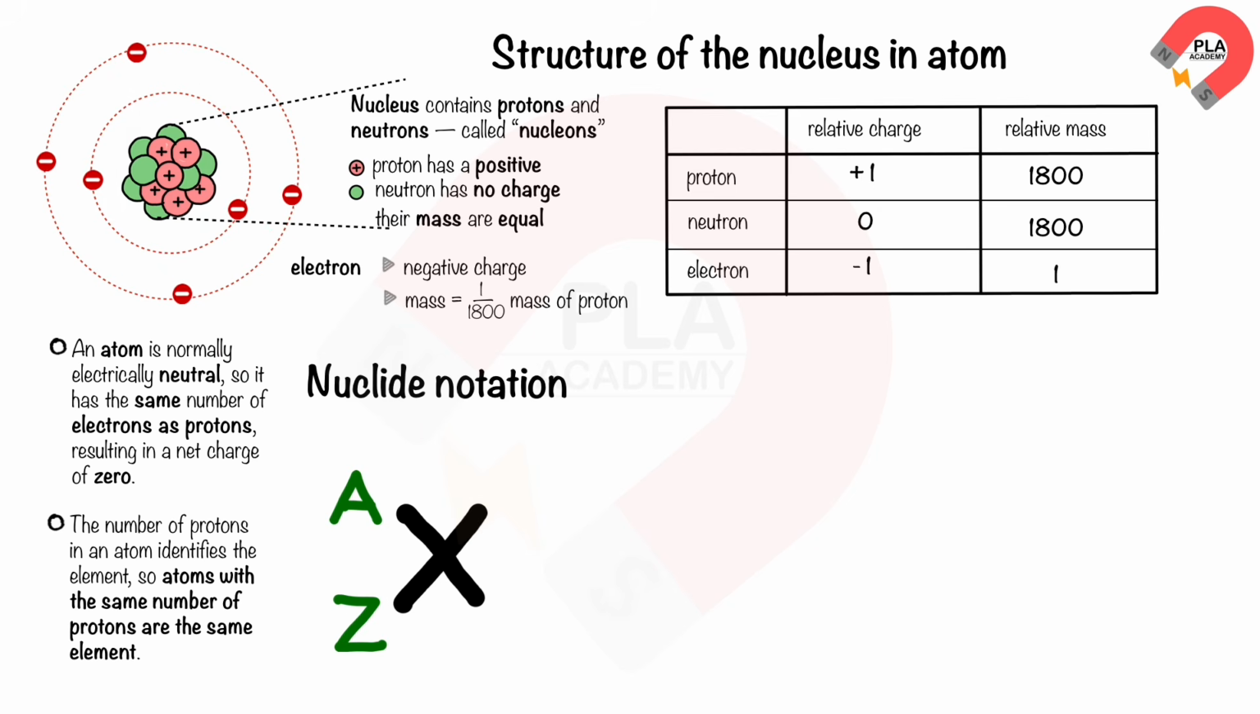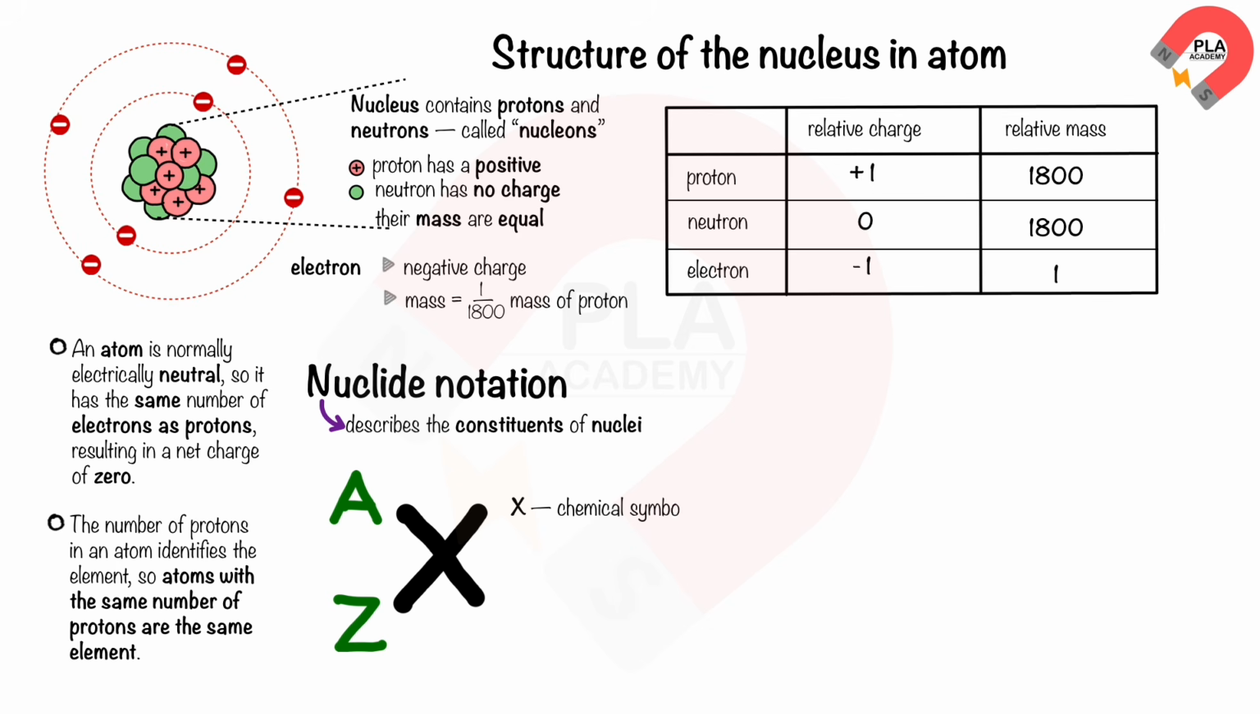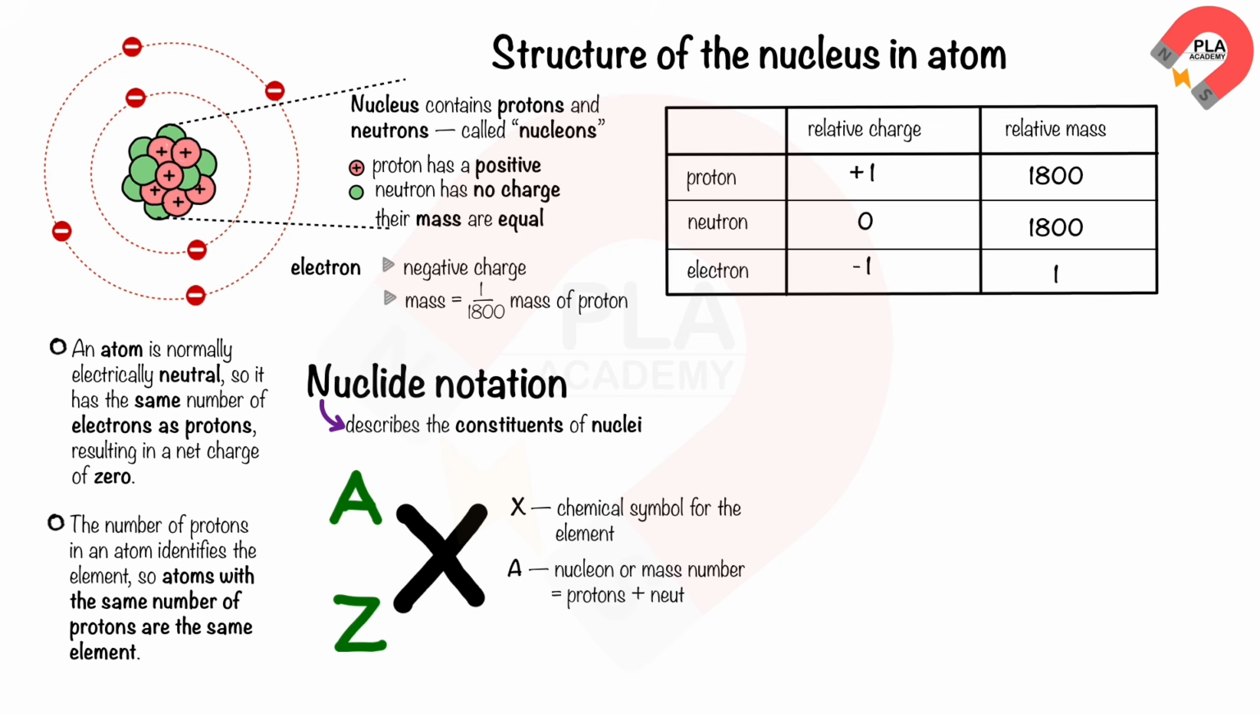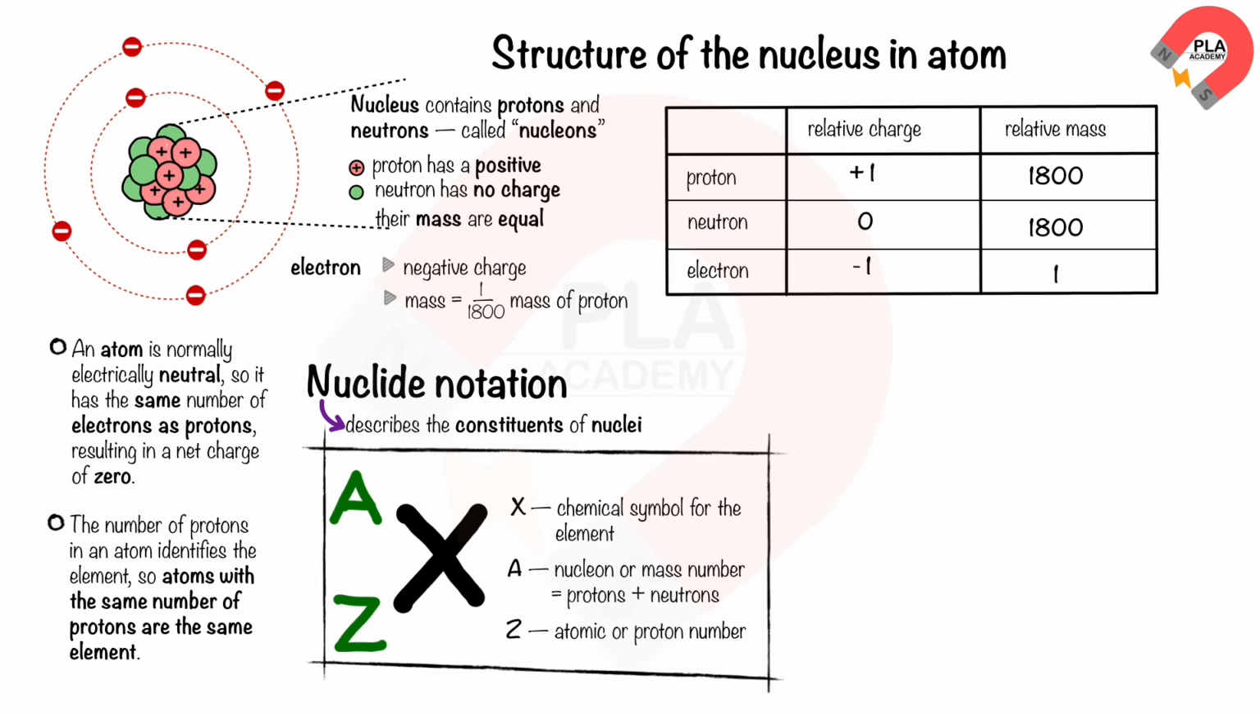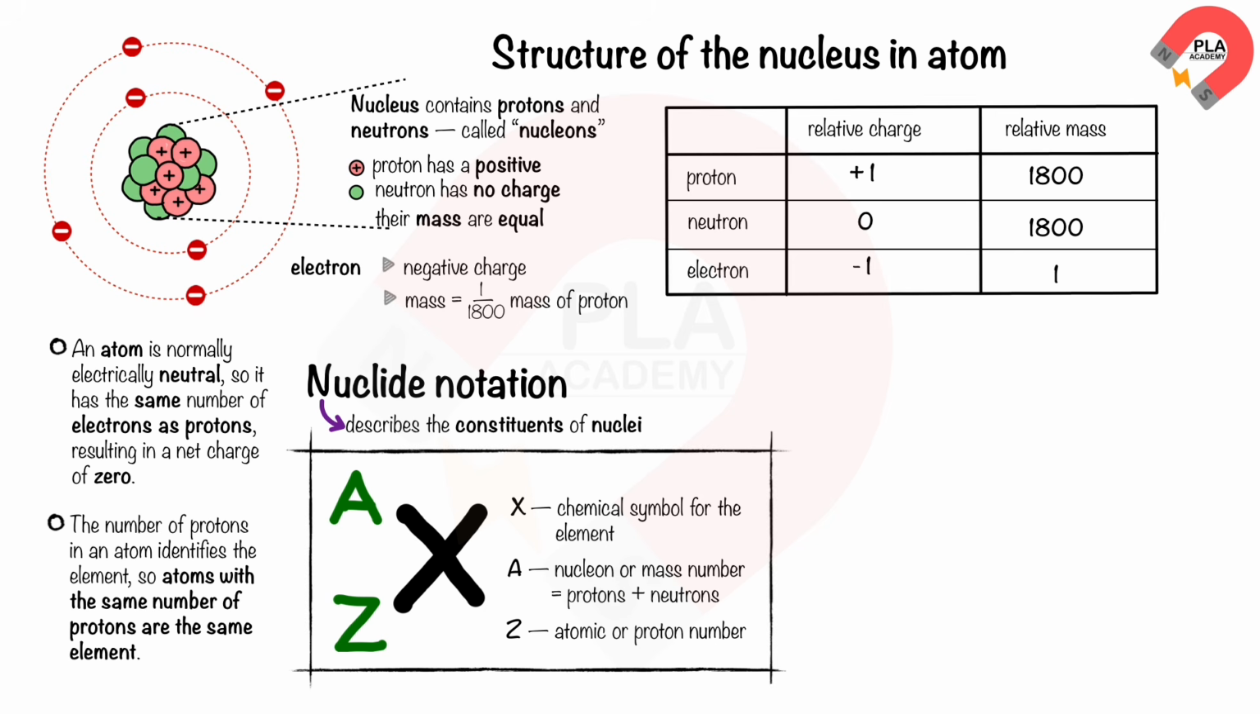Nuclide notation. Nuclide notation describes the constituents of nuclei. X indicates the chemical symbol for the element. A indicates the nucleon number or mass number, which equals the total number of protons and neutrons. Z indicates the atomic number or proton number, which equals the number of protons.